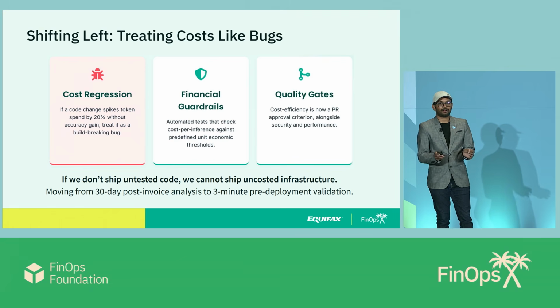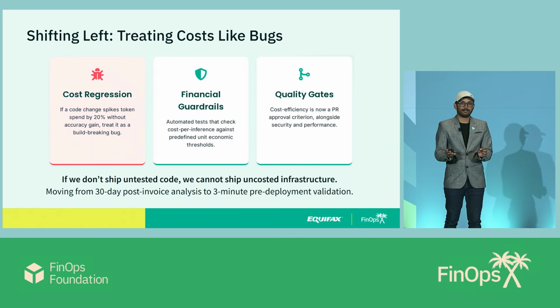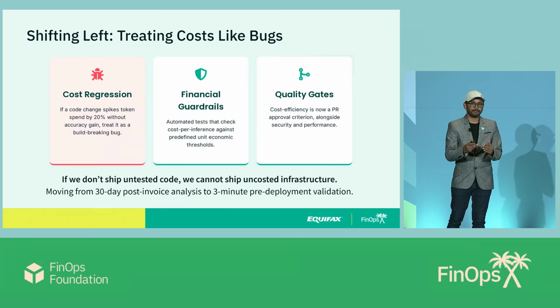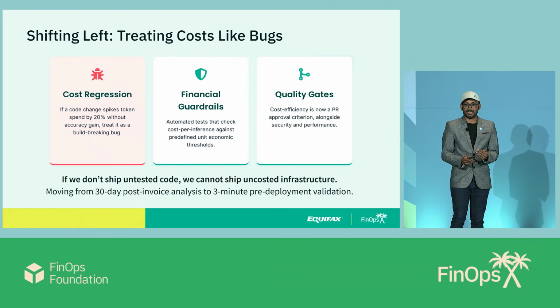That's my idea as a developer, because since I started learning about FinOps, that's the thing that hit me hard. And moving from a 30-day post-invoice analysis to a 3-minute pre-deployment validation could potentially save a lot of time. Maybe it's not going to be perfect in the beginning, but it is going to help in future days. We can improvise the algorithm, and at the end of the day, those quality checks can take place.